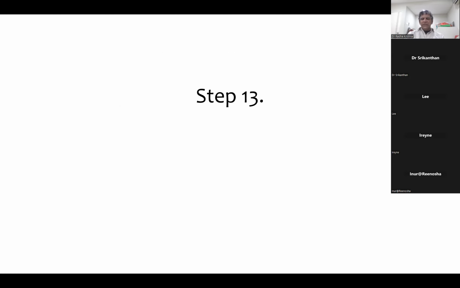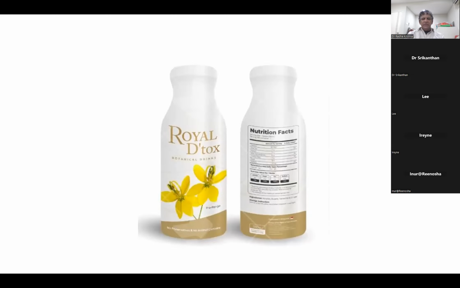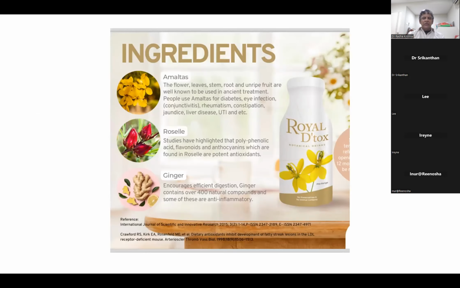That comes later. Step 13. What is step 13? Step 13 is that we clear out the bowels using a product called Royal Detox. Okay, I will give you the context later on where to get it. It comes in a bottle. It has a very nice Assam taste, a taste which is nice. So these are the contents of the Royal Detox: amaltas, rosella, and ginger.